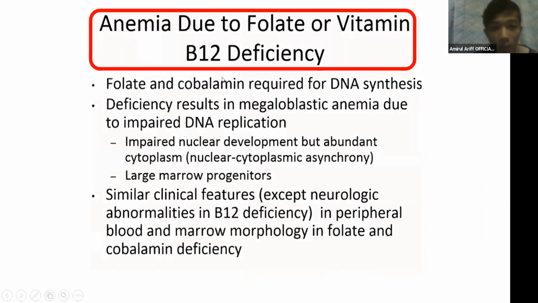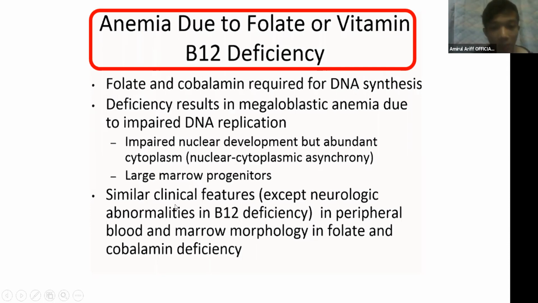So anemia can happen due to folate or vitamin B12 deficiency. Both of these are required for DNA synthesis in the production of RBC. So the deficiency results in megaloblastic anemia due to impaired DNA replication. The pathology is impaired nuclear development but abundant cytoplasm, so there is nuclear and cytoplasmic asynchrony. That's why the size of the RBC is bigger. And if you take a bone marrow aspiration, you can see large marrow progenitors in anemia due to folate or vitamin B12 deficiency.